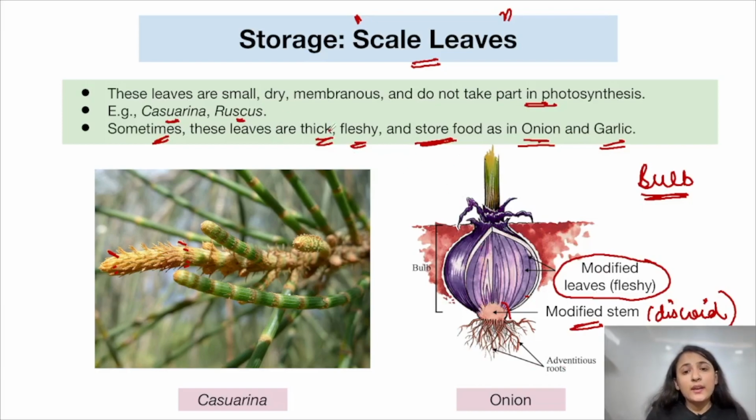Okay, so scale leaves are basically dry and membranous kinds of leaves, to summarize. But in some cases, like in onion and garlic, they can also become fleshy because they store food. That is why they are fleshy in appearance.